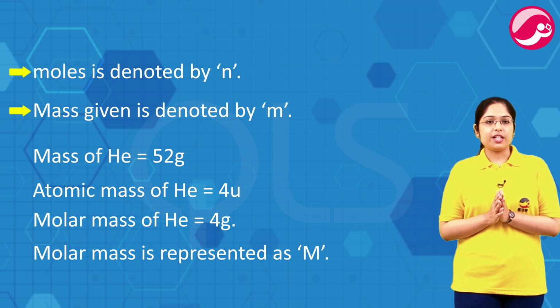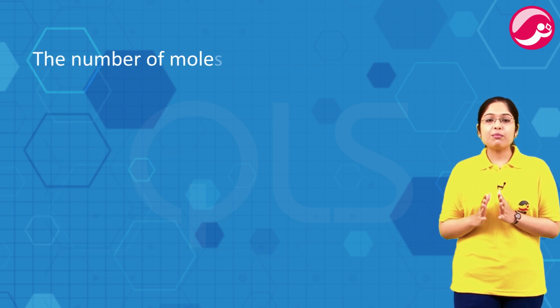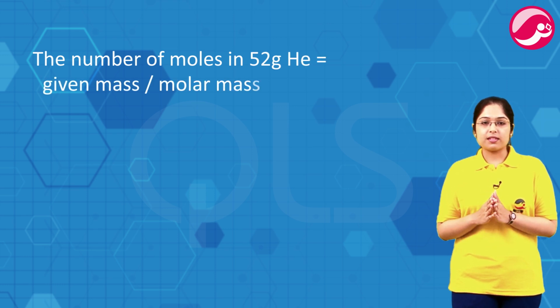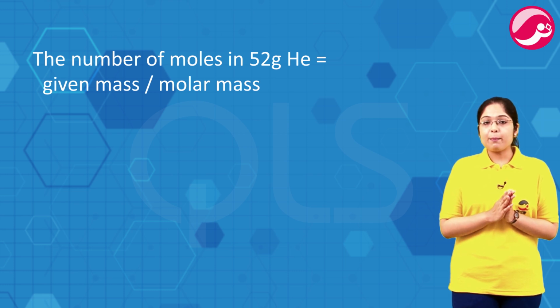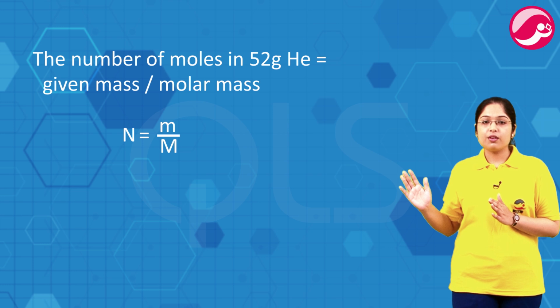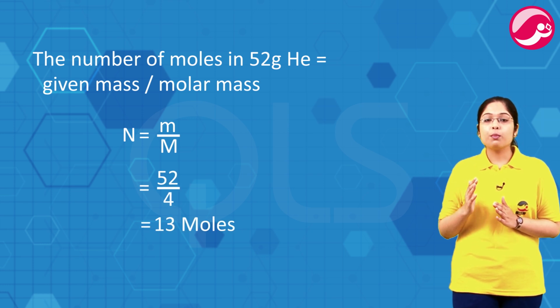Now, let's calculate. Thus, the number of moles in 52 gram of helium is equal to given mass divided by molar mass, or small n is equal to small m divided by capital M, which is 52 divided by 4, which is equal to 13 moles.